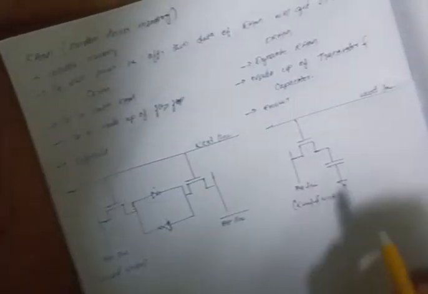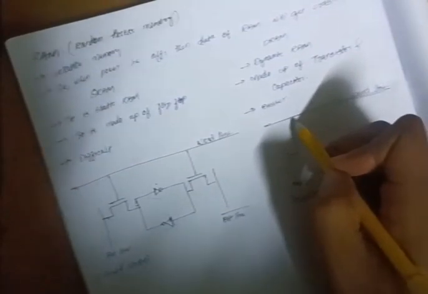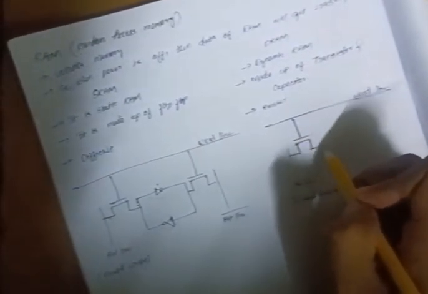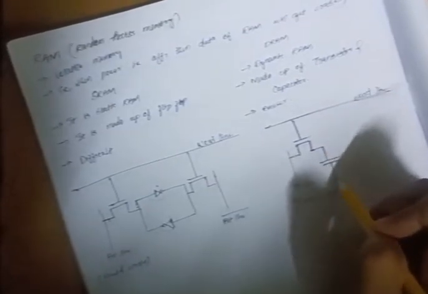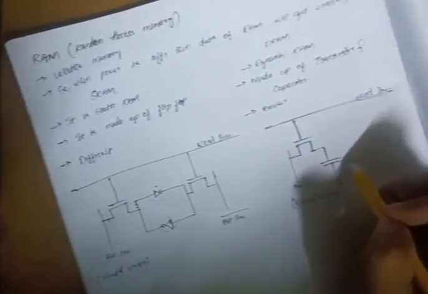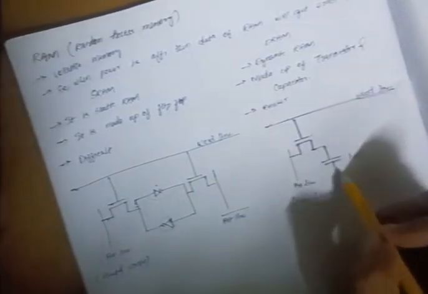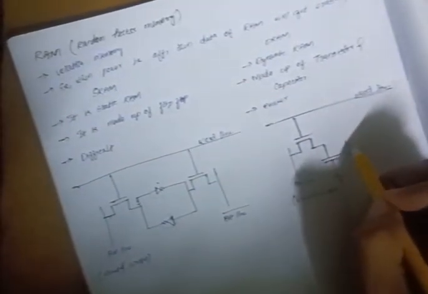Now let us know how the dynamic RAM will perform. When the word line is fully active, high active, the transistor will be on and the capacitor will get charged. If the capacitor is fully charged, then the data is bit 1. If it is not fully charged, then bit 0.